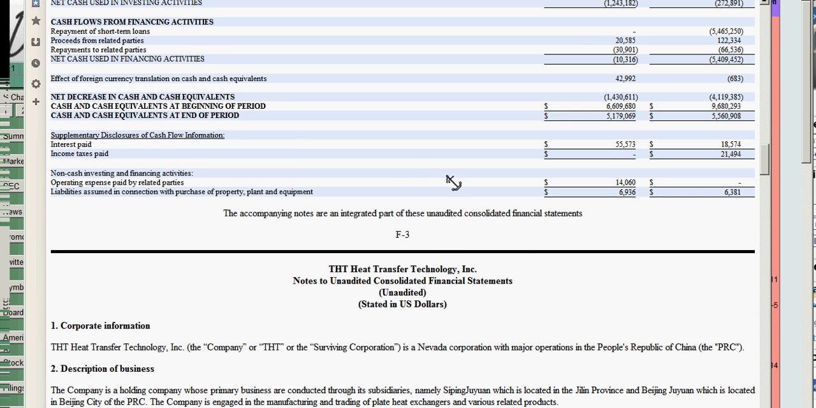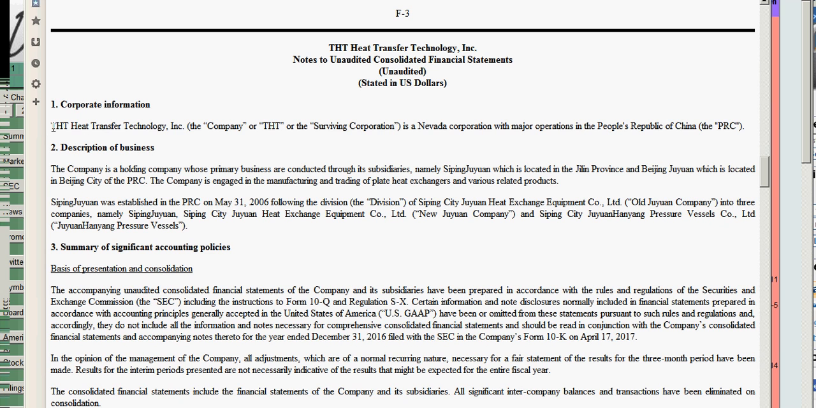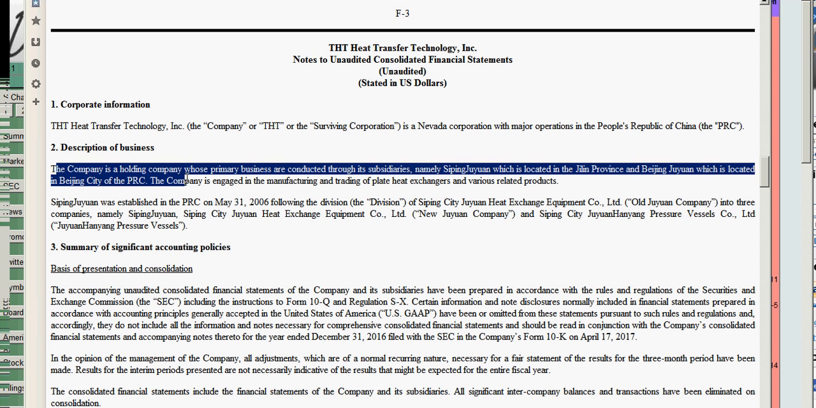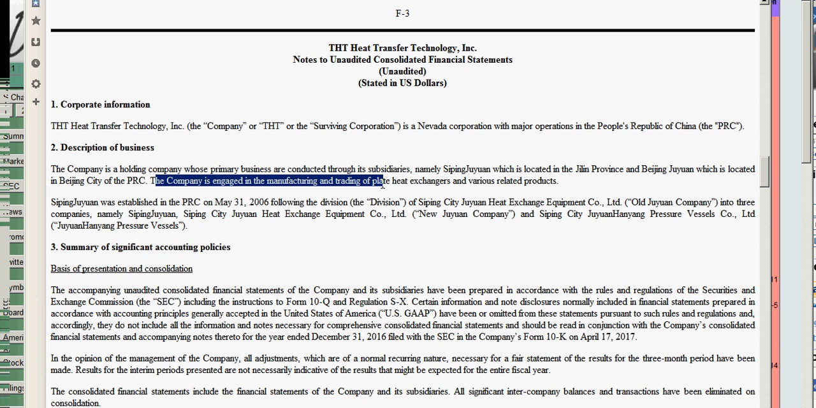Below all these numbers, you'll have a short paragraph that says what the company's about. It says Heat Transfer Technology, blah, blah, blah, is a Nevada corporation with major operations in the People's Republic of China. It says here the company is a holding company whose primary business is conducted through subsidiaries, and the company is engaged in manufacturing and trading of plate heat exchangers. That's what they do.